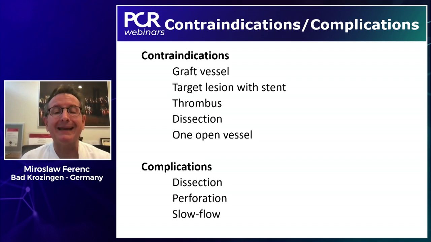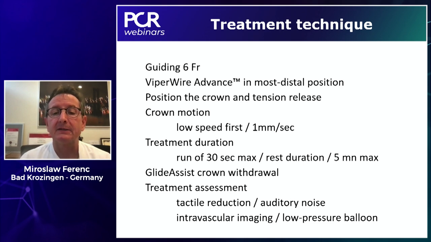And what can occur if you go even very gently? Of course, there is still the option to have some dissection, sometimes even flow limiting dissection. Perforation is extremely rare, and slow flow the same, an extremely rare case. So how to approach?